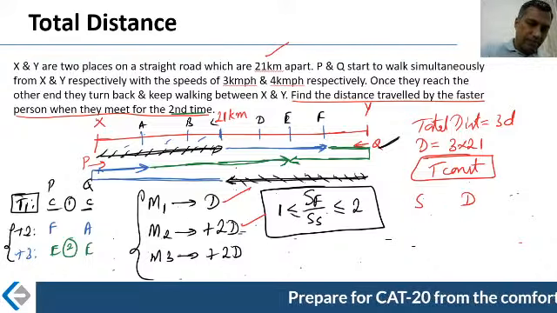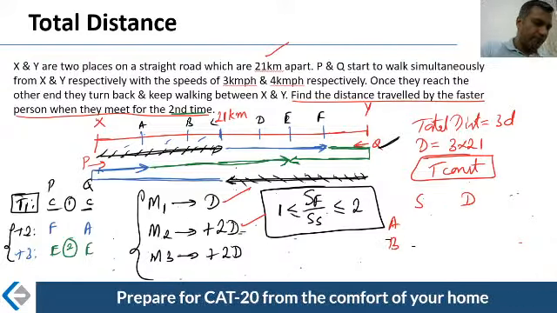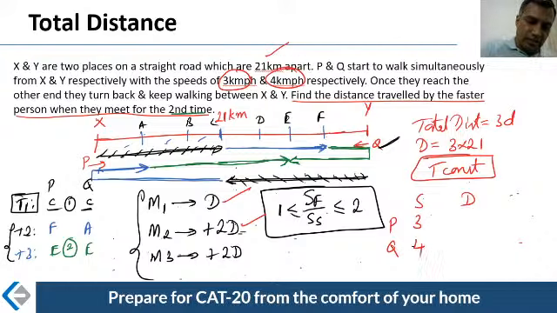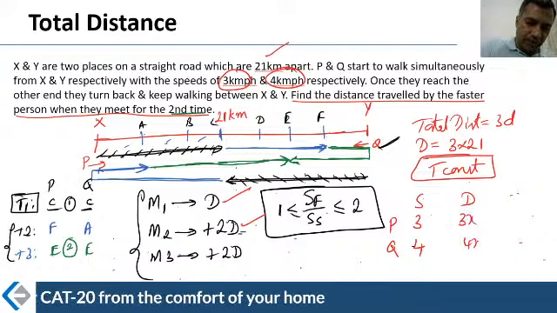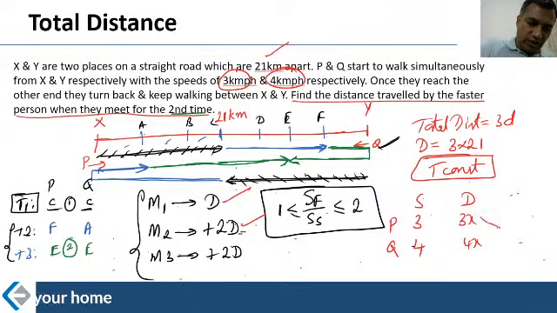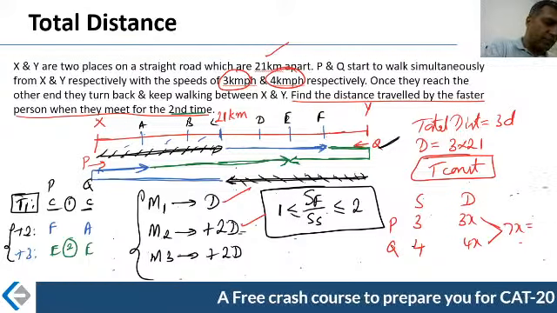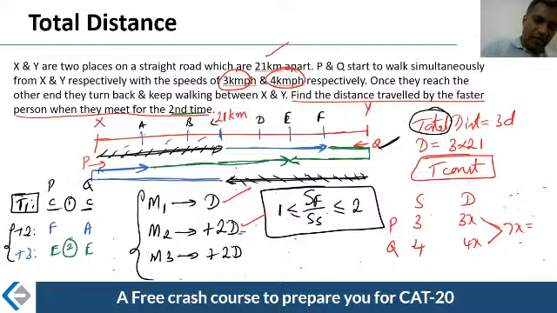What are the speeds of P and Q here? The speeds of P and Q are given as 3 and 4 respectively. Therefore, the distances will be 3x and 4x. What is the total here? The total is 7x. And 7x is equal to 63.